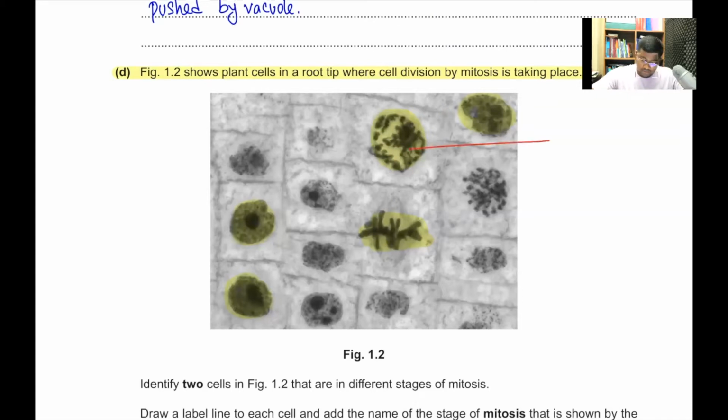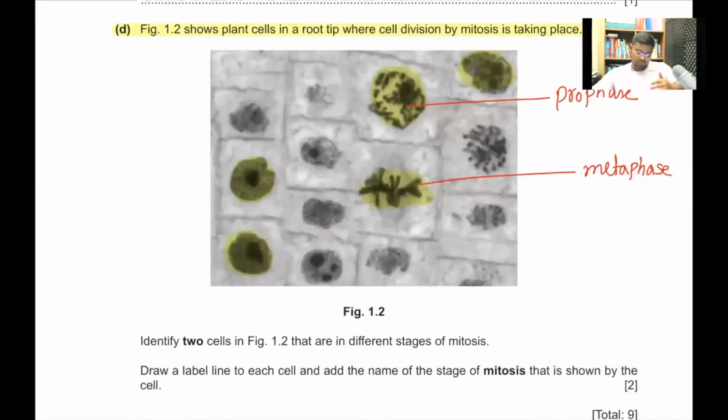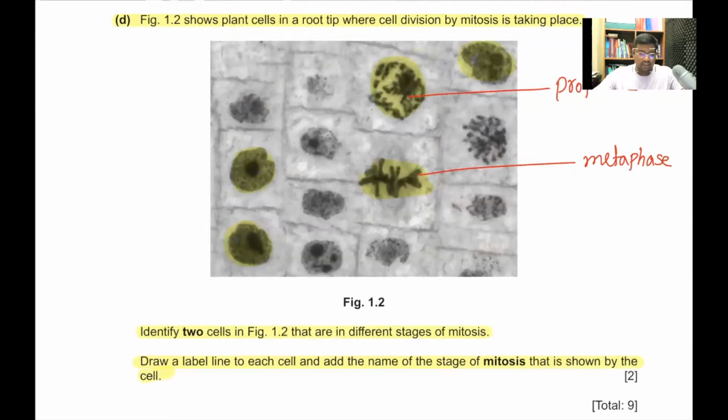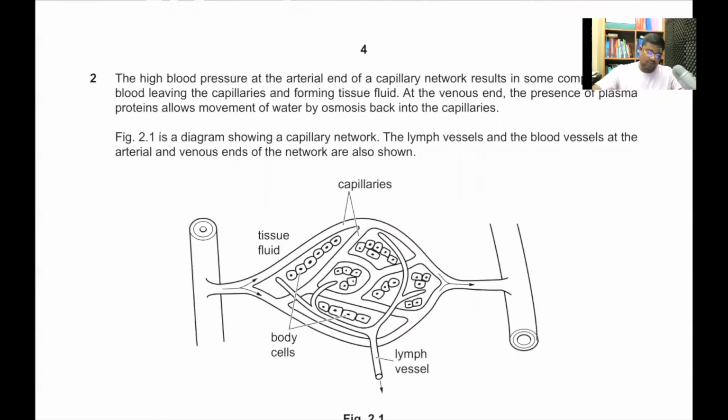So this is prophase. And this is metaphase. The question says, identify two cells in figure 1.2 that are in different stages of mitosis. Draw a label line to each cell and add the name of the stages of mitosis that is shown by the cell. Okay, so we have done it. So let's move on to the next page.